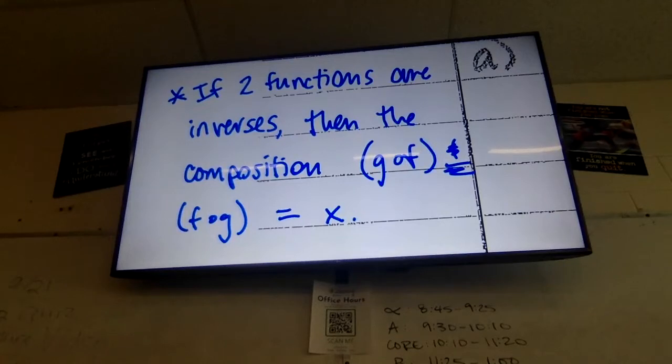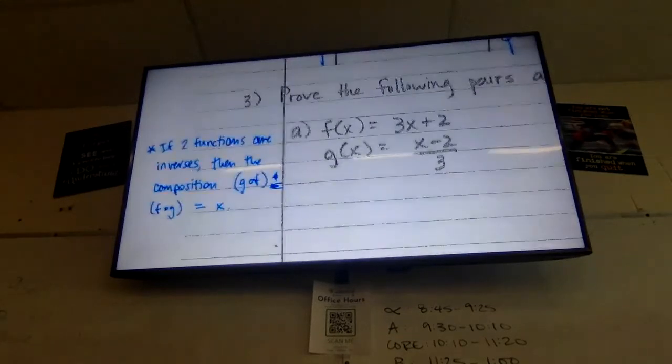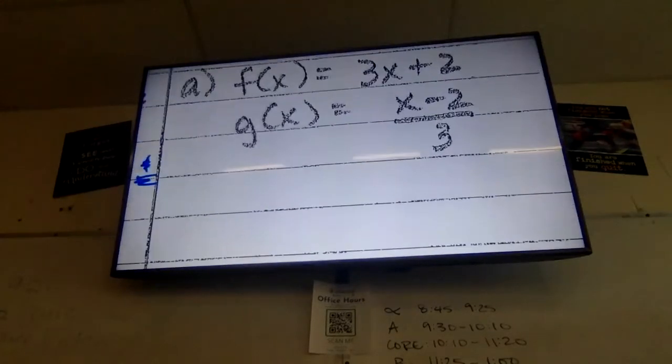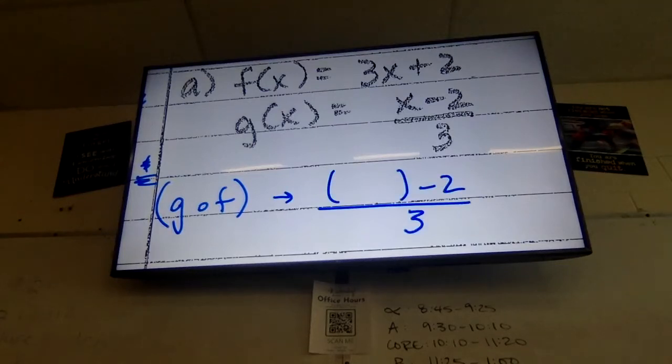Okay. All right, so let's go do some compositions. So I've got f and g. Let's do g of f first. Which is my outside function? Which is on the outside? G. Very good. So I essentially am going to do x minus 2 over 3. But instead of x, I'm going to put in my f function. I'm going to put 3x plus 2.